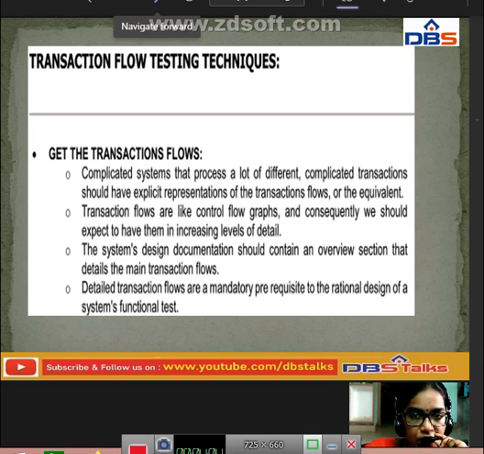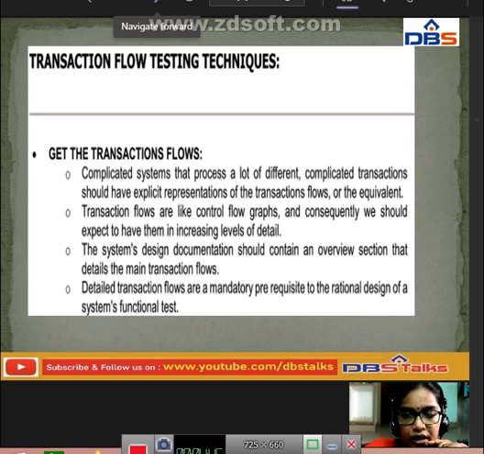See, transaction flows are like control flow graphs, and consequently we should expect to have them at increasing levels. We are going to increase the levels day by day. Based on the system documentation also, it should compulsorily maintain an overview section; it should not follow these consequences just like that. The systems design documentation should contain an overview section with the details, and it should definitely maintain the transaction flows there.